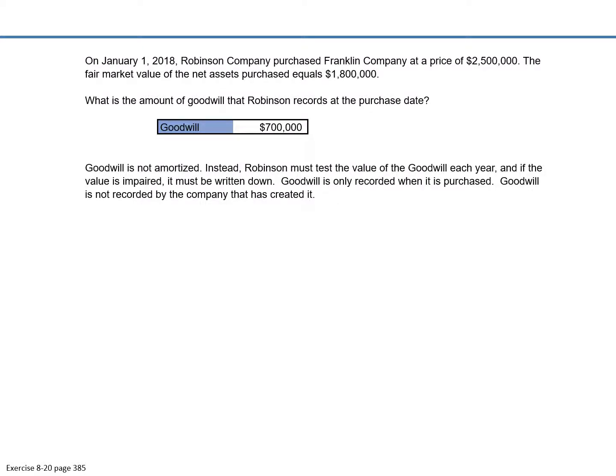Now goodwill is not amortized, so instead they must test the value of the goodwill each year. And if the value is impaired, it must be written down. Goodwill is only recorded when it's purchased. It is not recorded by the company that creates it. Okay?